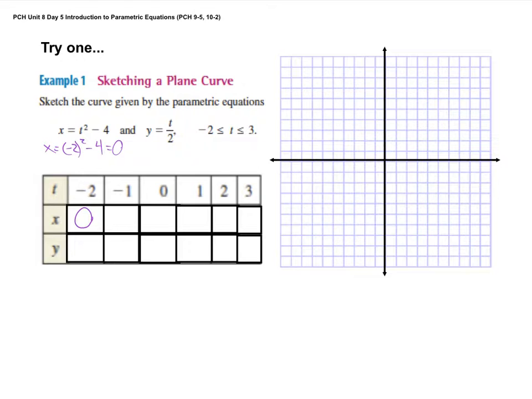So now I plug in -2 for t. y equals -2 over 2, which is -1. So now I have a point on my graph, (0, -1). So I plot that point, and I also label it t equals -2.